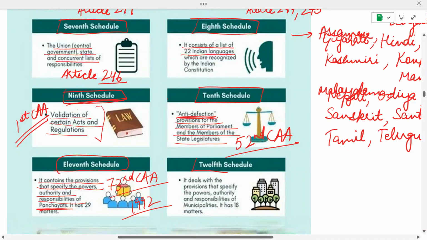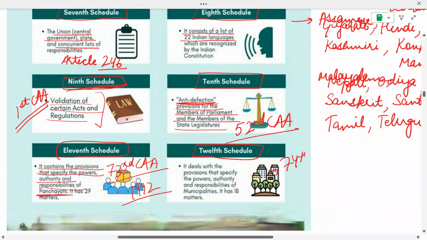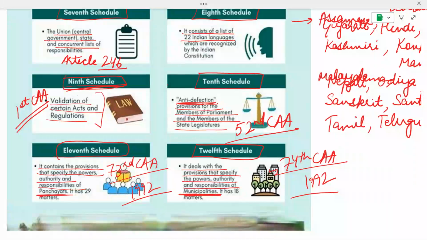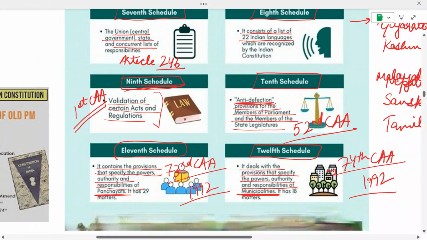And finally coming on to the 12th schedule, which was added through 74th Constitutional Amendment Act in 1992, and it is related to the urban local self-government. So it deals with the provisions that specify the powers, authority and responsibilities of municipalities, which are the urban local self-government bodies. So these were all the 12 schedules of our constitution. 8 were originally there, and these 4, 9th, 10th, 11th and 12th, they were later added by constitutional amendments.